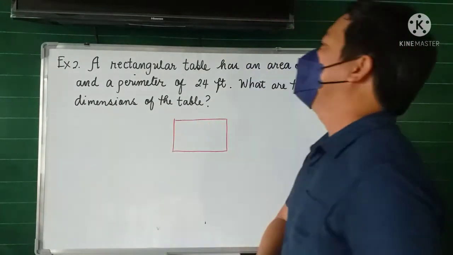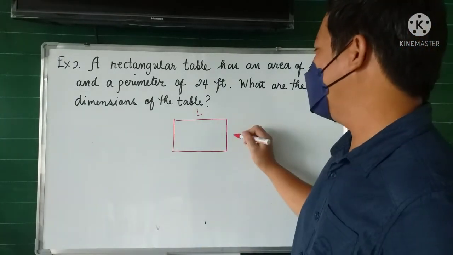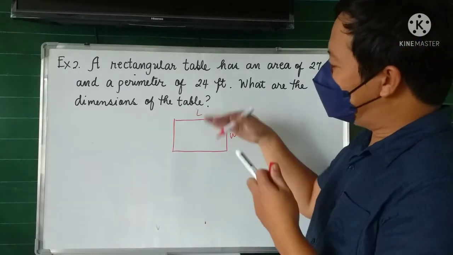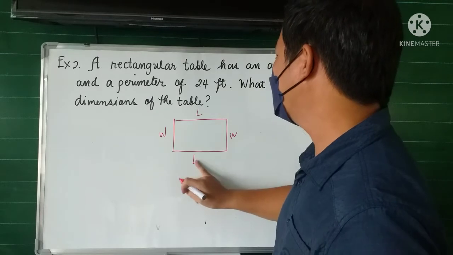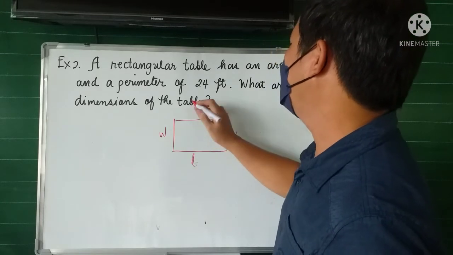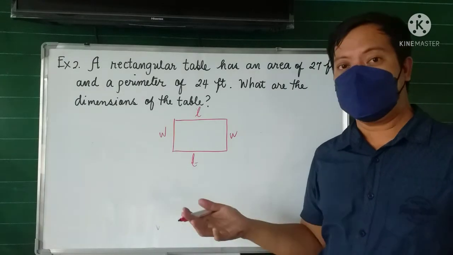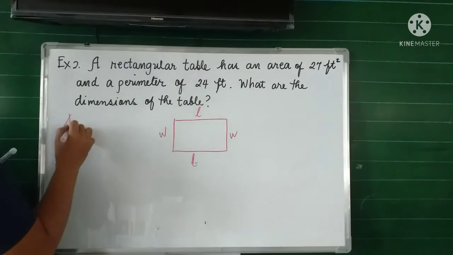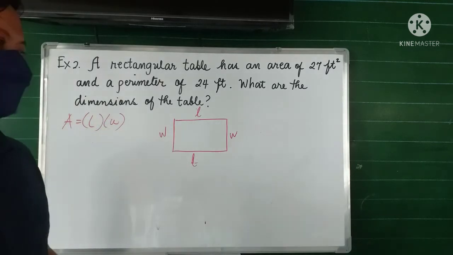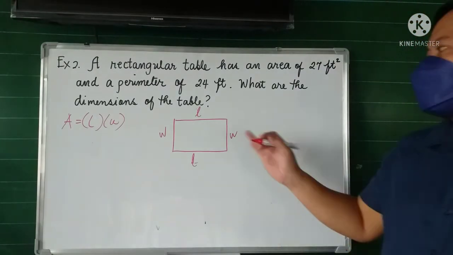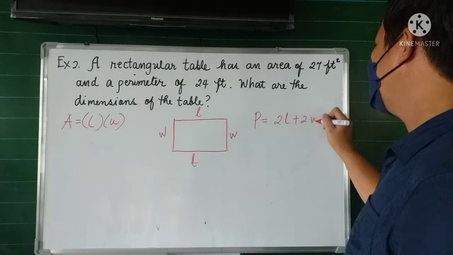Okay. So, sa rectangle, laging tandaan, lagi siyang may length at may width. Length and width. Ang opposite side na yan, pareho siya. So, length and width. Let's make it small letter L na lang. To find the area of the rectangle, we have area is equal to length times W or L times W. For our perimeter, the perimeter of the rectangle is equal to P is equal to 2L plus 2W.